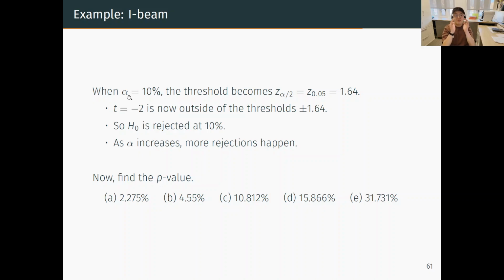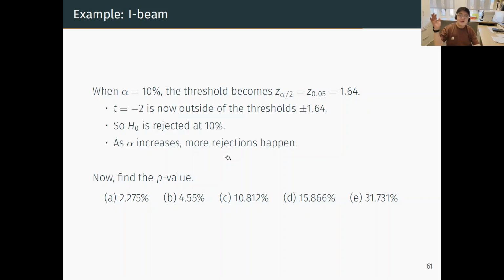So you are only accepting something between plus minus 1.64, but minus 2 is of course more negative than the lower end. So you are going to reject the null hypothesis now. Okay? So this is why when alpha increases, you are going to make more rejections. When you increase alpha, you are going to increase the hurdle. That means you are going to shrink the acceptance region. The acceptance interval becomes more tight.